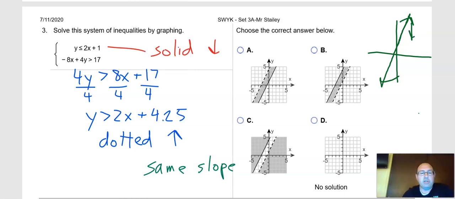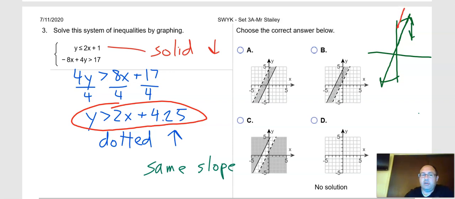You can see that I put it in the other form. Y is greater than 2x plus 4 1/4. So I'm coming up here to 4 1/4. Same slope, so it's going to be like that, but it's going to be a dotted line. So they're parallel, and shading greater than would go up. So they're parallel lines, one shading below and one shading above.